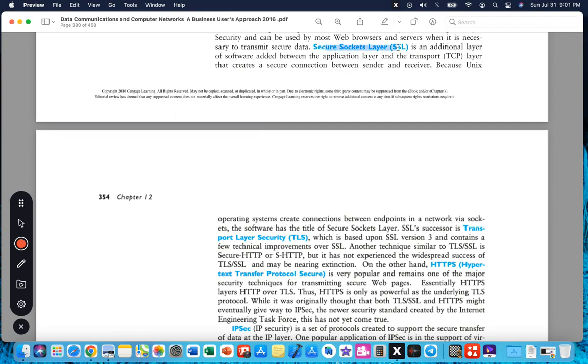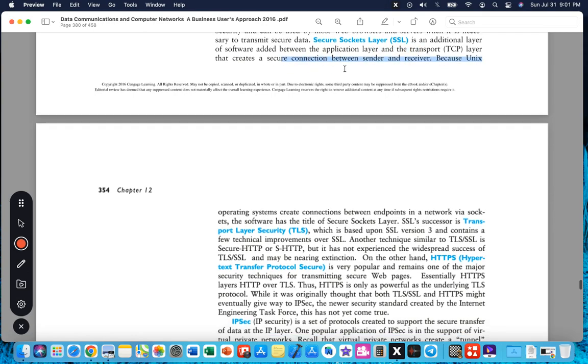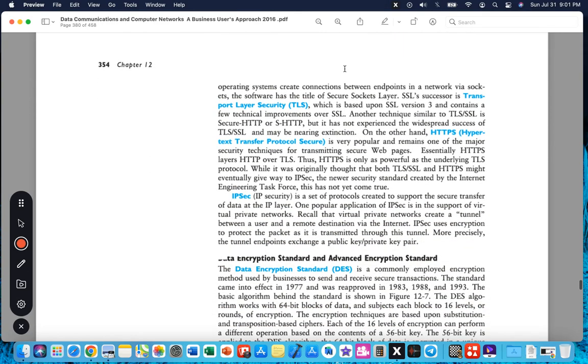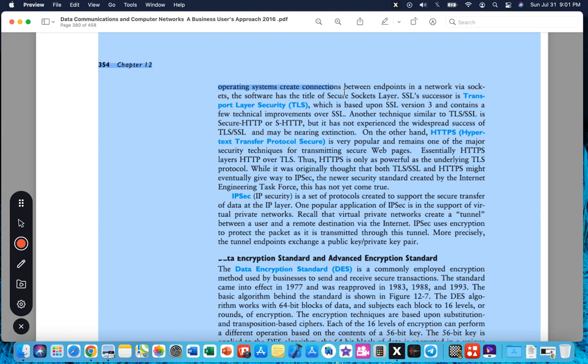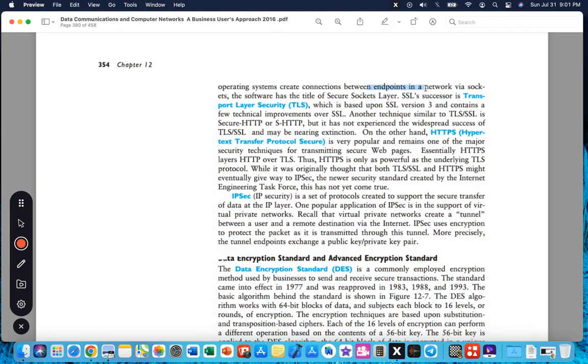SSL is an additional layer of software added between the application layer and the transport layer that creates a secure connection between sender and receiver, because the Unix operating system creates connections between endpoints in a network via sockets. The software has the title of Secure Sockets Layer, SSL.